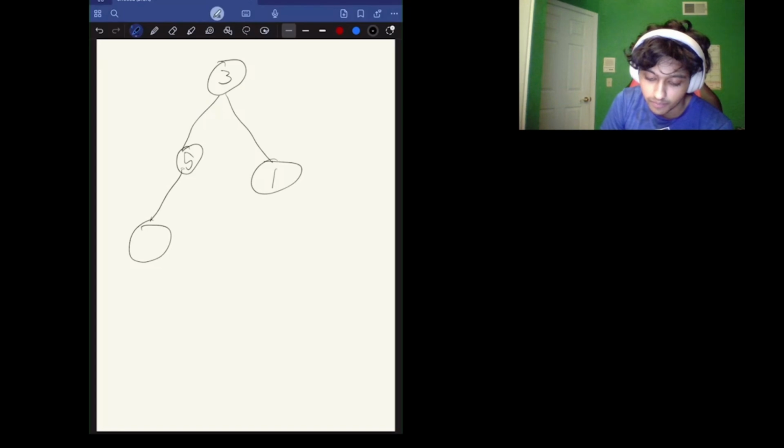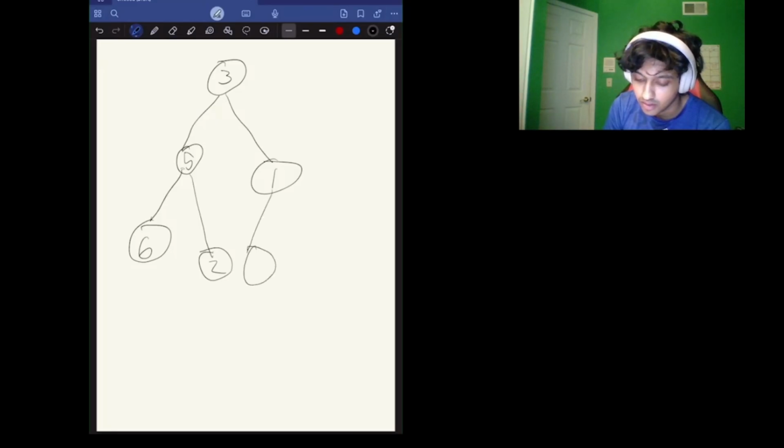So let's start by saying 3, 5, 1. So you see it's kind of random here. 6, then 0, and then 8. So it was a bit messy, but you got the idea that this is something of how a binary tree would look like.